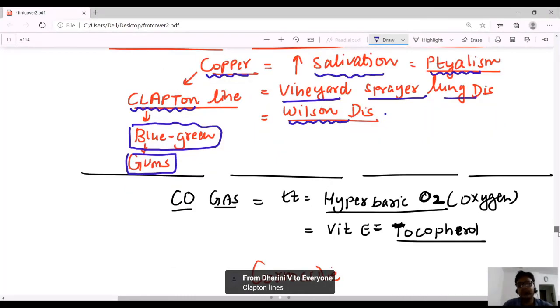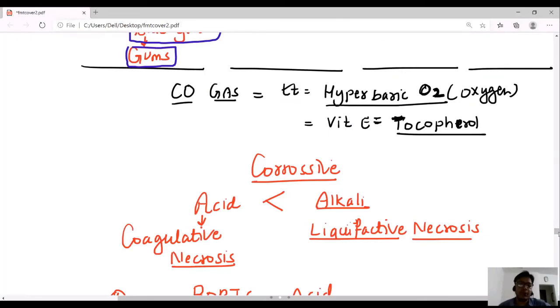Now, sir, carbon monoxide poisoning. Treatment for carbon monoxide poisoning, we use hyperbaric oxygen, and we also use one vitamin, that is vitamin E. Vitamin E is tocopherol. We use hyperbaric oxygen and vitamin E.